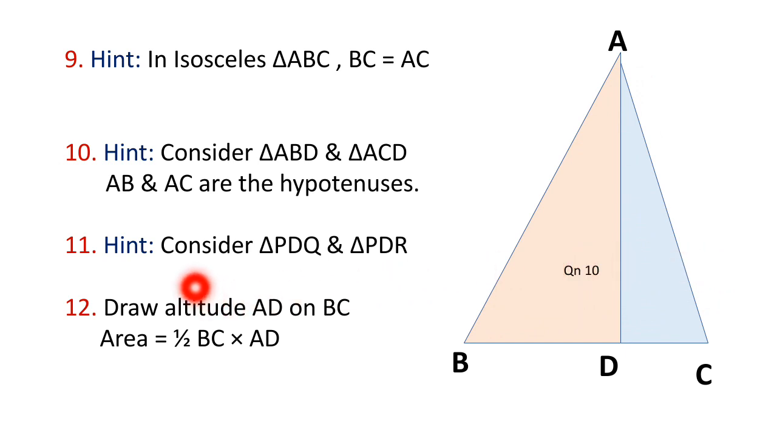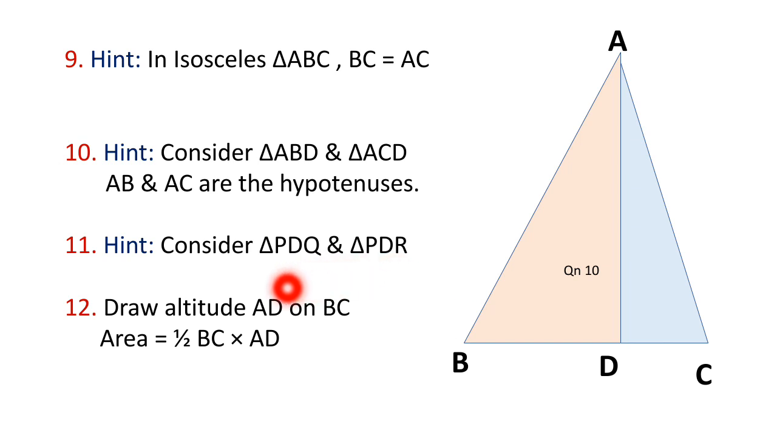Now the next question is 11. The hint is also given for 11. We can consider the figure will be like this figure, and the names of the triangles are different, so we can consider triangle PDQ and triangle PDR. So try to do it by yourself.